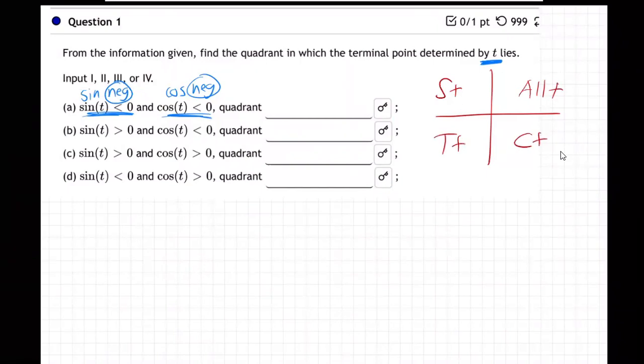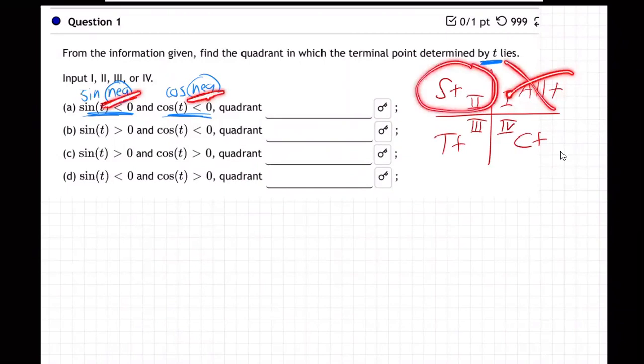This is quadrant number 1, quadrant number 2, 3, and 4. So which quadrant, if sine is negative and cosine is also negative, can you tell which quadrant we're in? Could we be in quadrant 1? No way, right? If you're in quadrant 1, all 6 trig functions are positive. We're not there because sine is negative and cosine is negative. So we're not in quadrant 1.